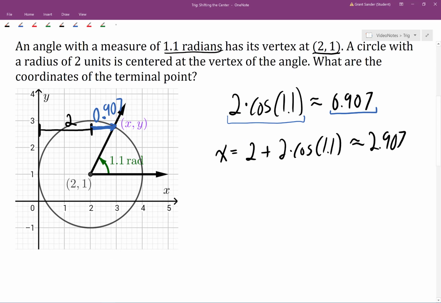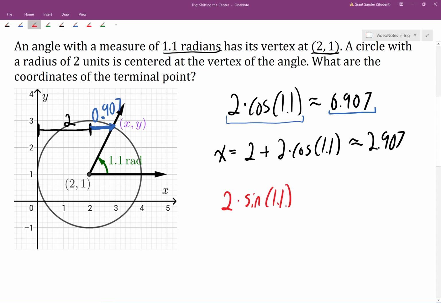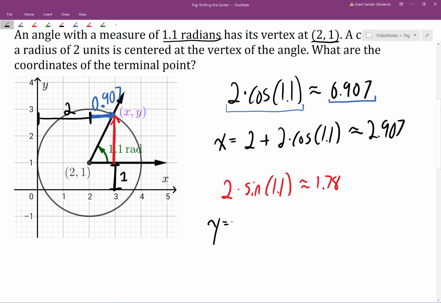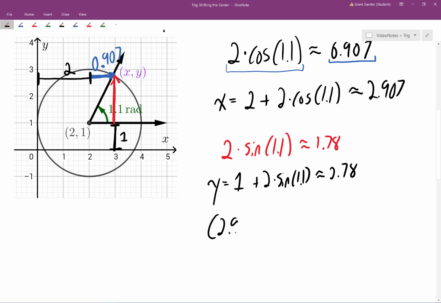Now on the other hand, 2 times sine of 1.1 gives us a value of about 1.78. What we're computing with 2 times sine of 1.1 is the terminal point's distance above the center of the circle. So it gives us that distance right there. However, that horizontal diameter is already 1 unit above the x-axis, because the vertex of this angle has a y value of 1. So to get the y value of that point, y is equal to the initial 1 plus 2 times sine of 1.1, and that gives us a value of about 2.78. Again, if we look back at our diagram, it looks like our value is pretty good. So in this case, we can say the xy coordinates are about (2.907, 2.78), and these two expressions computed those coordinates.